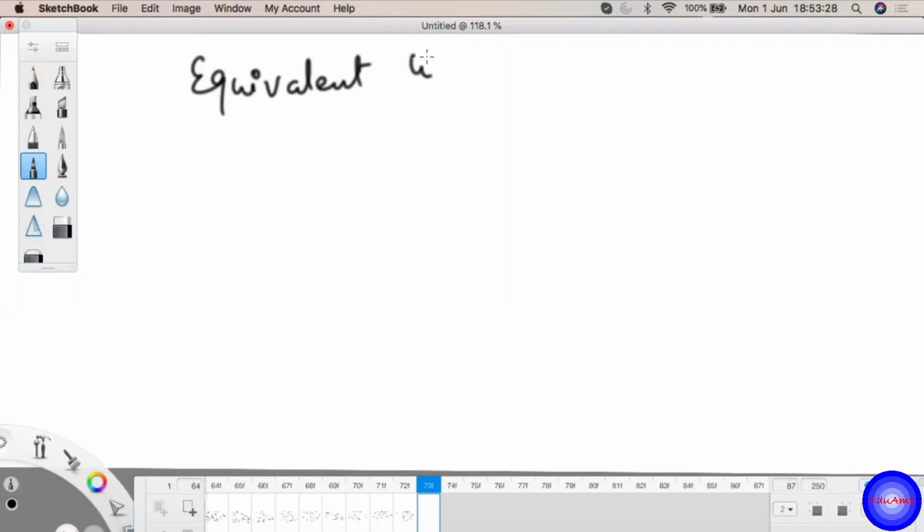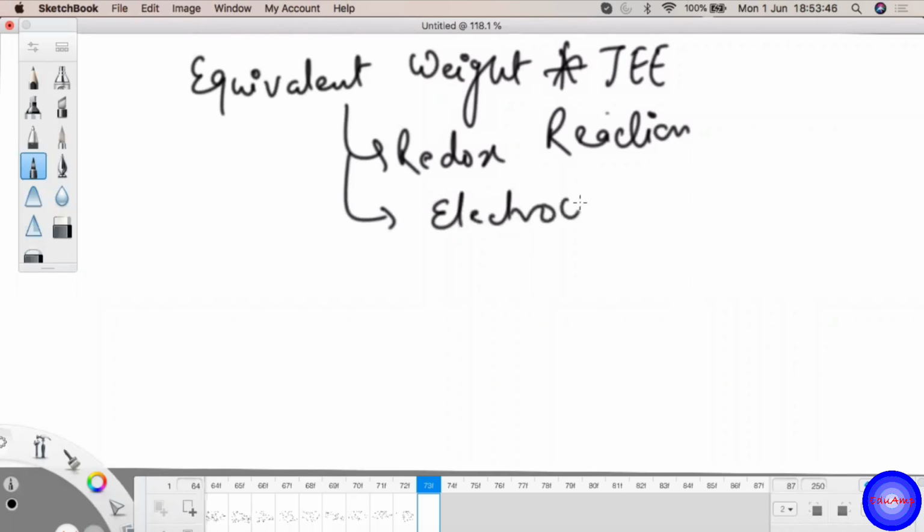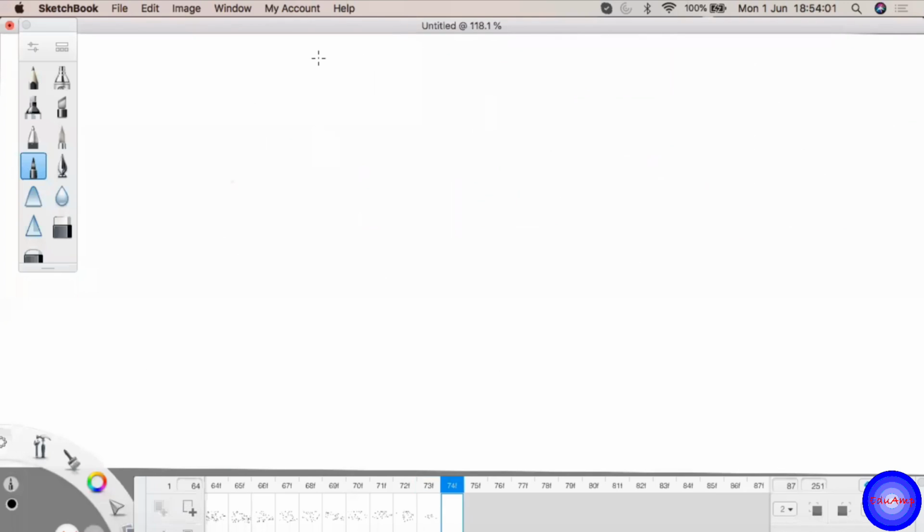Equivalent weight. This is very important for JEE students. This topic is going to connect you with chapters, that is redox reactions and electrochemistry. This is in class 12th, whereas this is in class 11th only. But very important topic, equivalent weight. Everybody please concentrate. Now let's move on to equivalent weight.